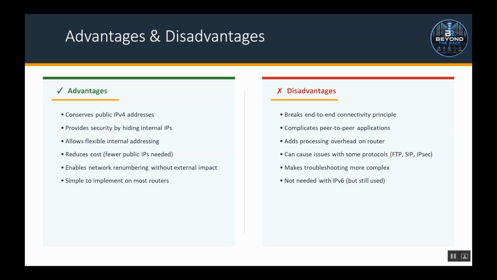When we talk about disadvantages, it breaks the end-to-end connectivity principle, complicates peer-to-peer applications, and adds processing overhead. It might cause issues with some protocols, for example FTP, SIP, IPsec tunnels, etc. It makes troubleshooting more complex, and it is not needed with IPv6 addresses, but it is still used.